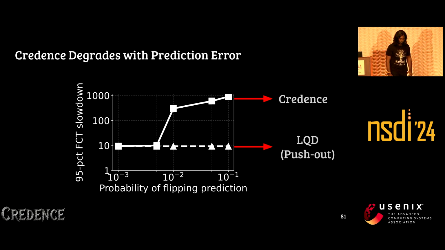Further, we would like to see how the prediction error affects the performance, and the expectation is that the performance gradually decreases as the prediction error increases. And this is also what we see here from the plot as we increase the probability of flipping a prediction. Let's say we start with perfect predictions and we start to flip each prediction. So the error is increasing towards the right-hand side of this plot, and we are looking at the flow completion time on the y-axis. What we see is that when the error is low, Credence and push-out perform nearly close to each other. However, beyond a certain error, Credence gradually decreases in performance.